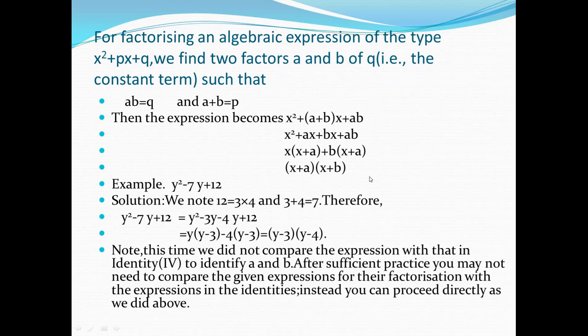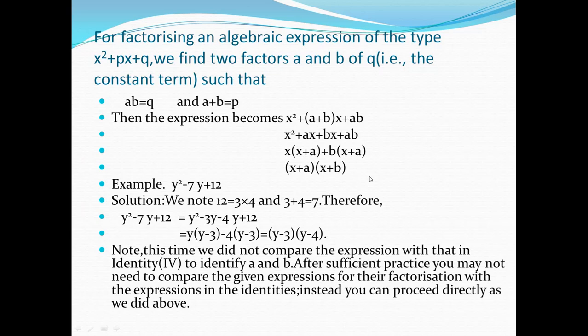For factorizing an algebraic expression of the type x square plus px plus q, we find two factors a and b of q. So q will be factorized into a and b. In this given expression, you can find unlike terms. So q, the constant term, can be factorized into a and b such that a multiplied by b equals q and a plus b equals p. So they should be in this form: one is the product of two constants, another is the sum of the two constant values.